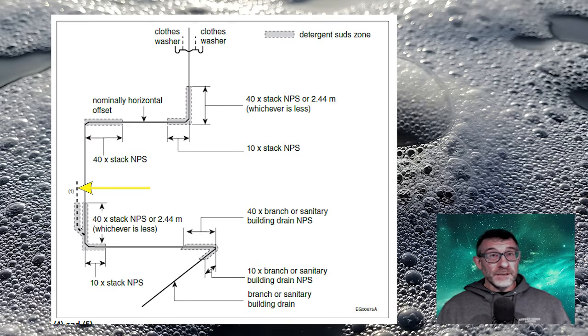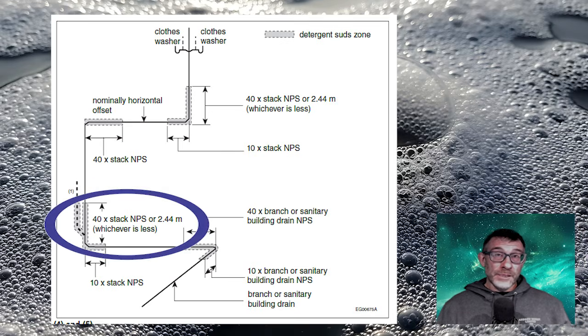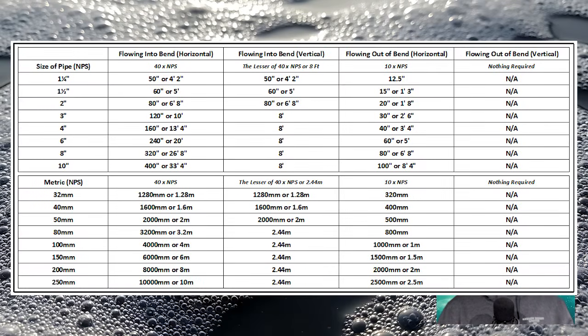What this clause is telling me is I'm not allowed to connect any other vents into this vent pipe here lower than that calculated vertical laundry sud zone. In this case, 8 feet. For giggles, I made this little chart here showing the length of pipe when it's multiplied by 40 and 10 compared to all these different pipe sizes. This is just a reference for you.